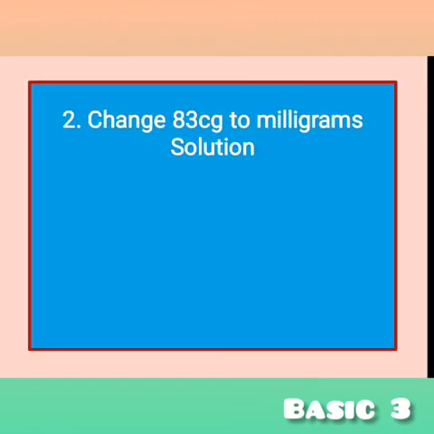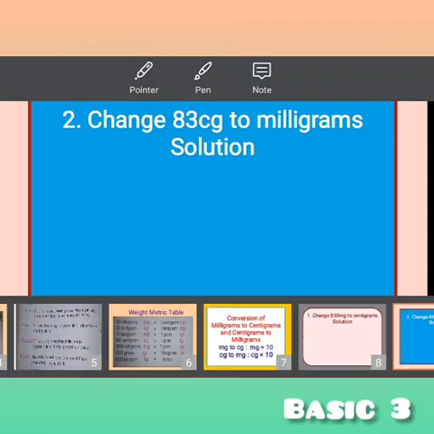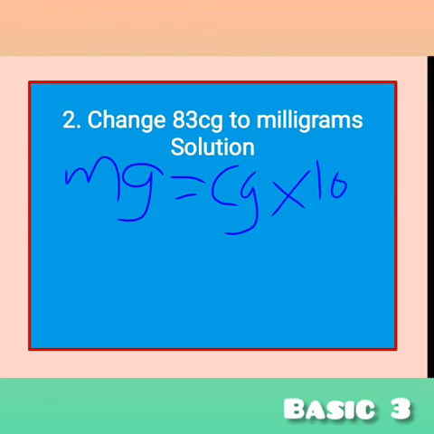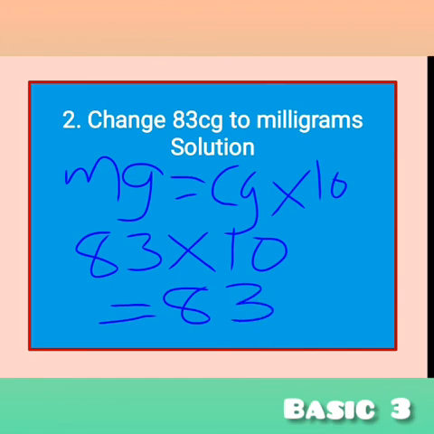Number 2, we'll be changing 83 centigrams to milligrams. Now we're looking for milligrams. So what we do is we multiply the centigrams by 10. So quickly we'll do 83 times 10. So we'll be having 830 milligrams. So you see, it's as simple as this.